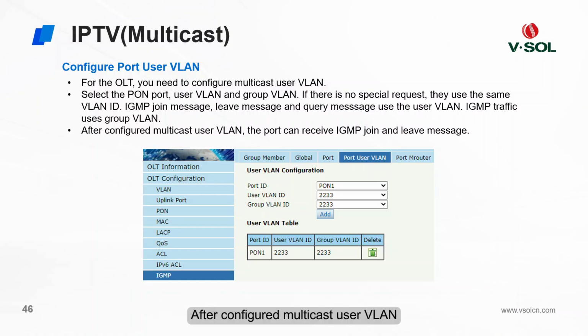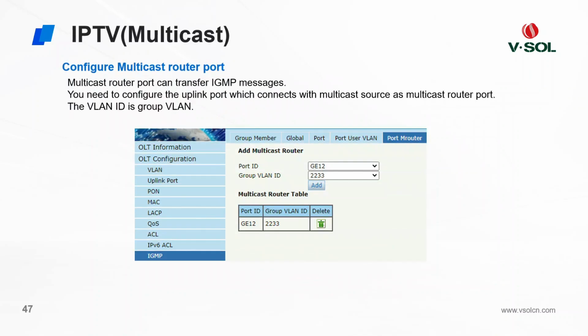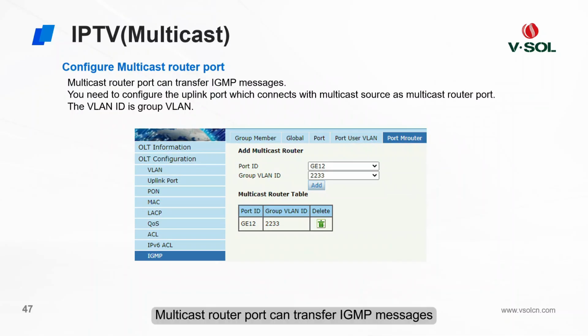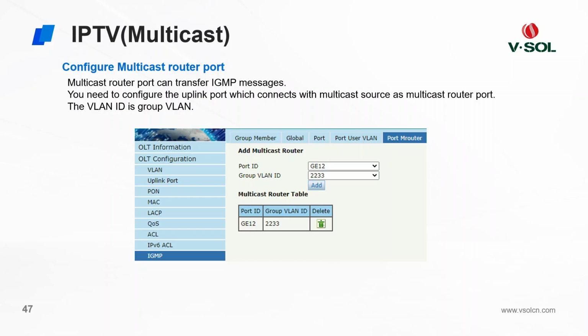After configuring multicast user VLAN, the port can receive IGMP join and leave messages. At last, configure multicast router port. Multicast router port can transfer IGMP messages. You need to configure the uplink port which connects with multicast source as multicast router port. The VLAN ID is group VLAN.